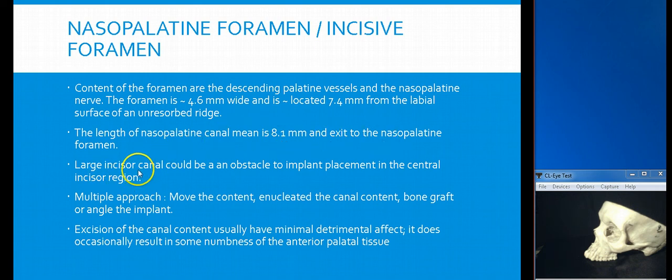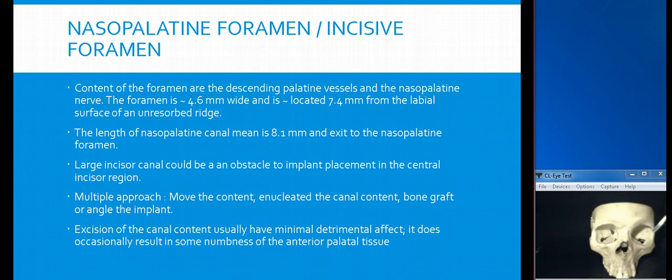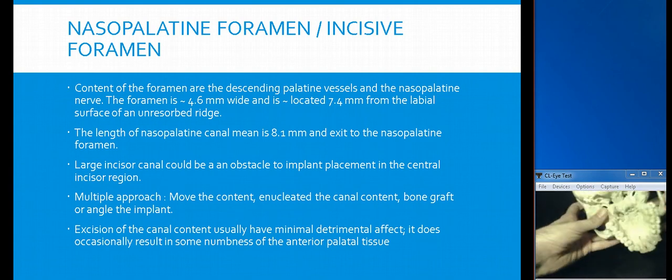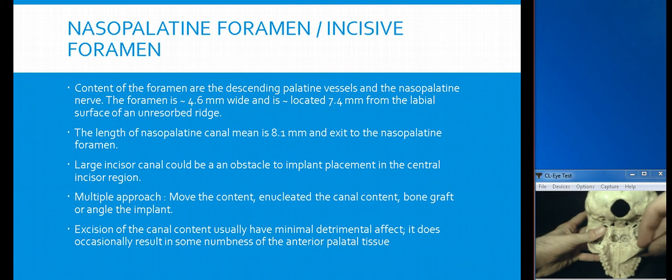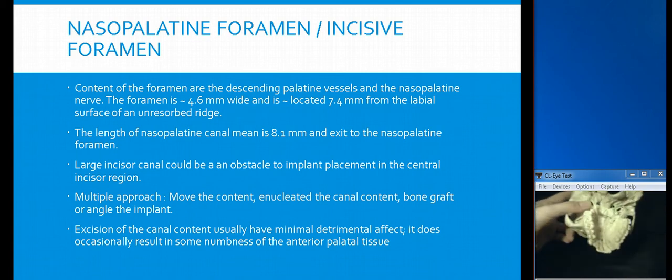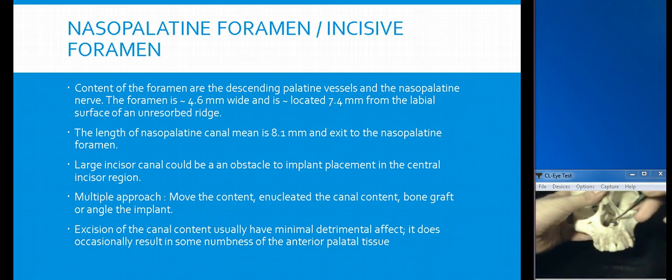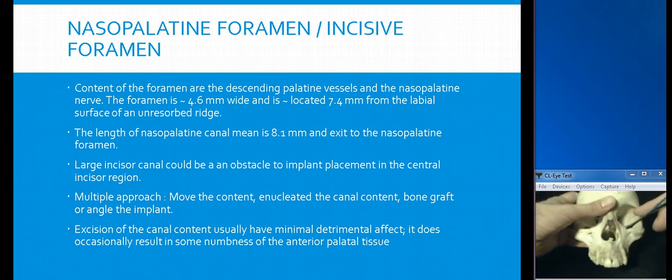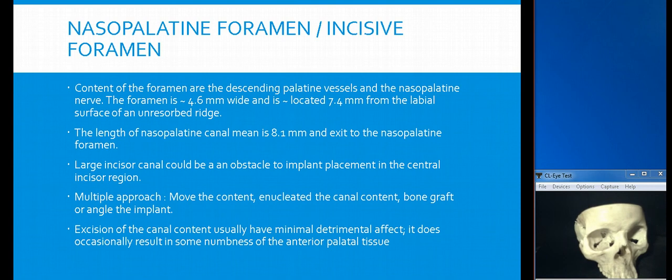A large incisive canal could be an obstacle to implant placement in the central incisor region. What does that mean? It means that if you have a pretty wide canal up here, that's the nasopalatine canal, and if it's wide enough, the nerve passing through goes from here into the nasal area. Then when you're placing your central tooth, you might be violating that nerve and the artery up here. So it could be a problem, and there are times we face it.